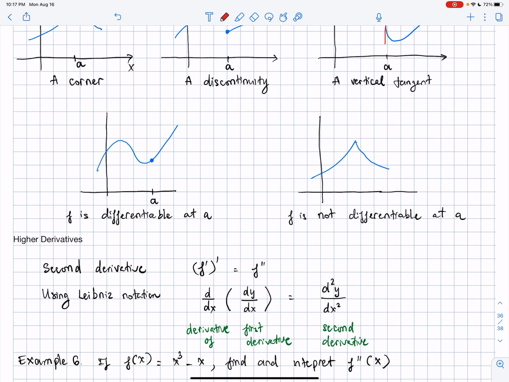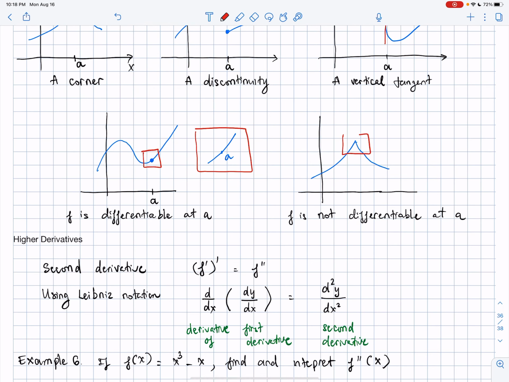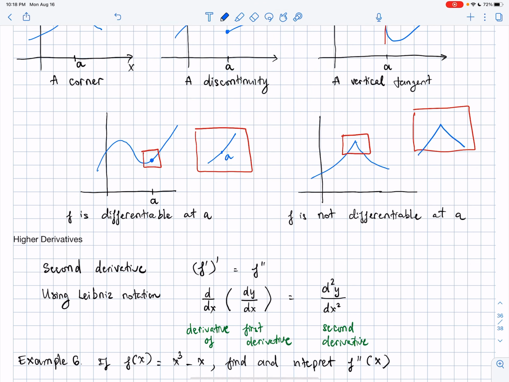Another way for us to look at differentiability is that if you take a point a and zoom in, this part will become like a straight line at the point a, so it will be differentiable at a. But right here, at the corner, if you zoom in, the corner is still a corner. It doesn't look like a straight line. So that's why it's not differentiable at a.